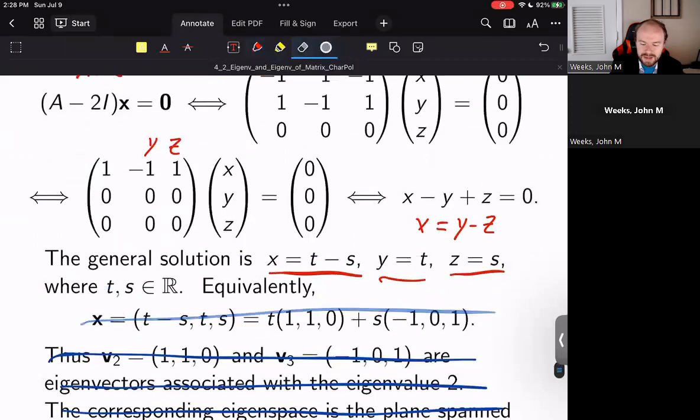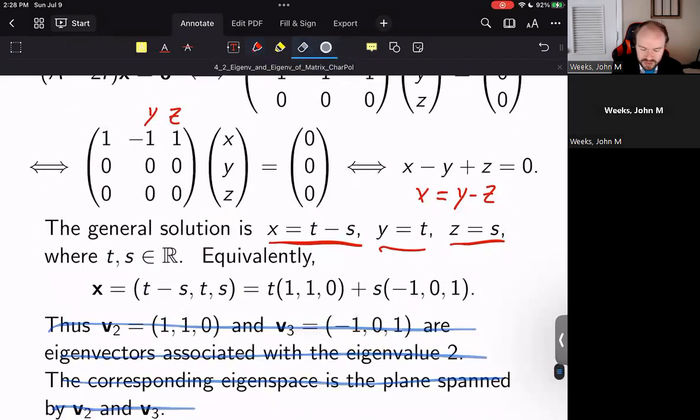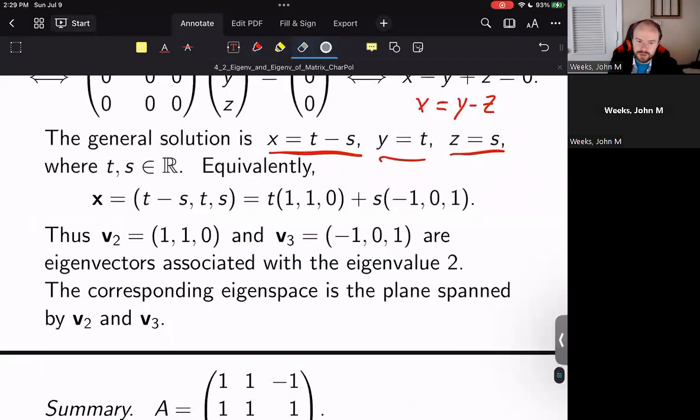So that's going to give me a two-dimensional eigenspace, one spanned by 1, 1, 0, and one spanned by negative 1, 0, 1, once I separate the t's from the s's here. So we have 2 eigenvectors associated with this one eigenvalue of 2. The corresponding eigenspace is the plane spanned by v2 and v3.